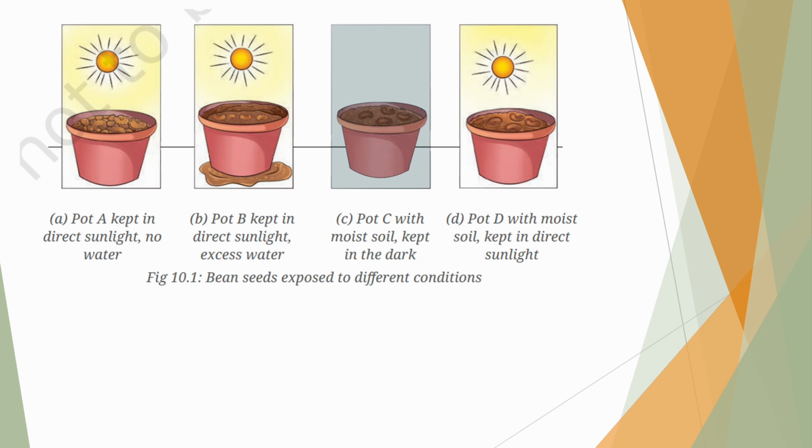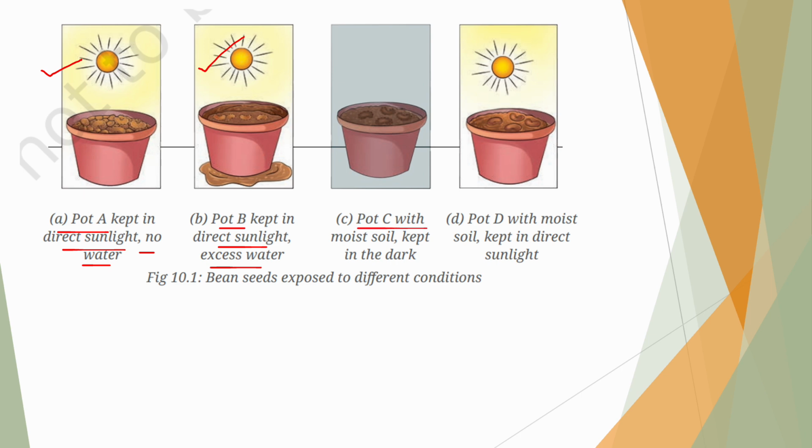See these pictures. Pot A. What about pot A? Kept in direct sunlight. See, direct sunlight. No water. But there is no water in the pot. The next pot B. Kept in direct sunlight. Here also see, there is sunlight. But excess water. Water is above the soil.